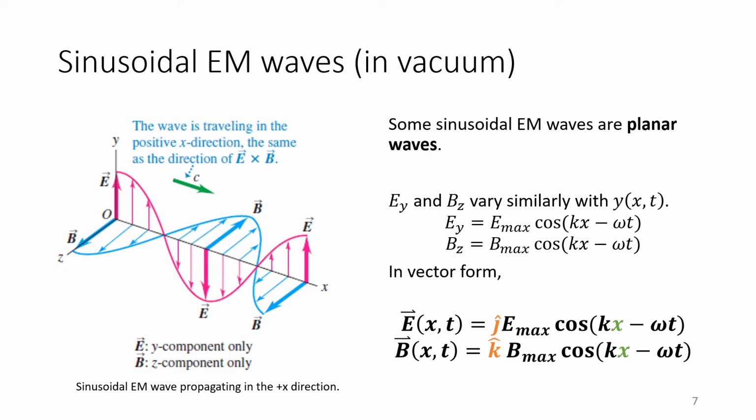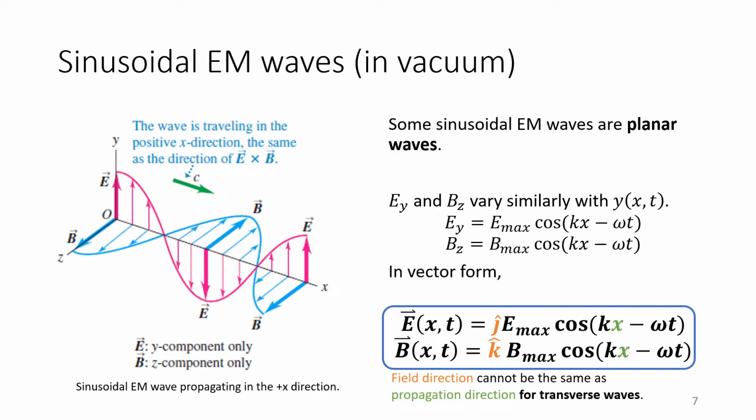Now, consistent with the components, E is parallel to j hat because, again, we're looking at Ey, while B is parallel to k hat because it's only in the Z direction. Note that the orientation of the field cannot be the same as the propagation direction, or in this case, our direction for propagation is X. This is because the electromagnetic wave that will satisfy Maxwell's equations should be a transverse wave. And from the previous lesson, we said that the oscillation of E and B should not have a component in the same direction as the propagation.